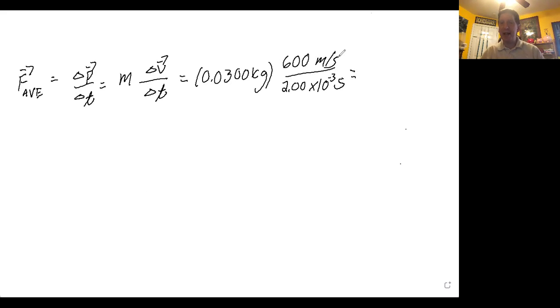If everything is in SI units, then your answer is going to be in SI units, which in the case of force means newtons. So it's 0.03 times 600 divided by 2 times 10 to the negative 3. And that gives 9,000, or to 3 significant figures, 9.00 times 10 to the 3 newtons. So that's the average amount of force applied on the bullet as it's going through the barrel of the gun, due to the combustion of the gunpowder. And that accelerates the bullet to its final speed of 600 meters per second.